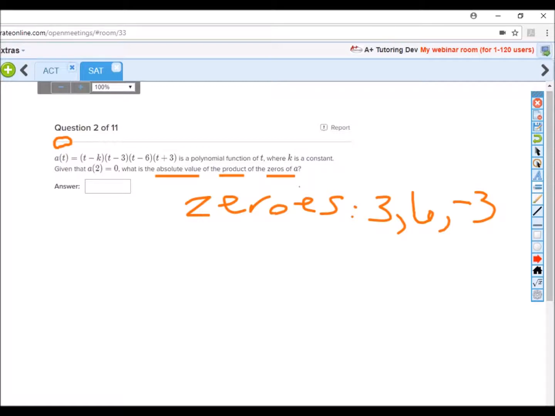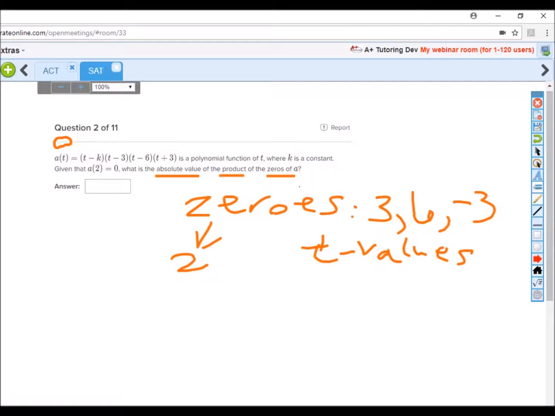Now, there's still the t minus k portion that we still don't know about. But note the last part here. Given that A of 2 is equal to 0. These are all t values. And saying given that A of 2 is equal to 0, this is telling us that 2 is also a t value, which means that 2 is also a 0.